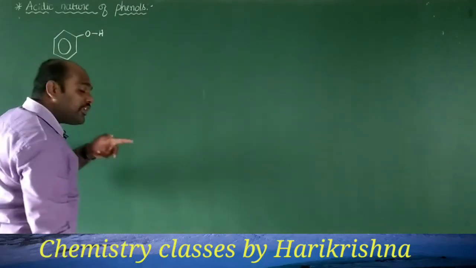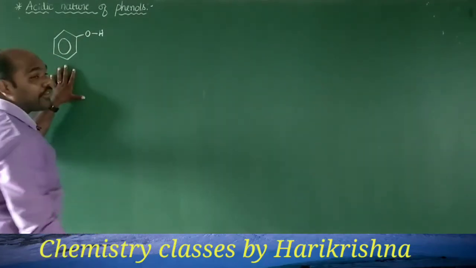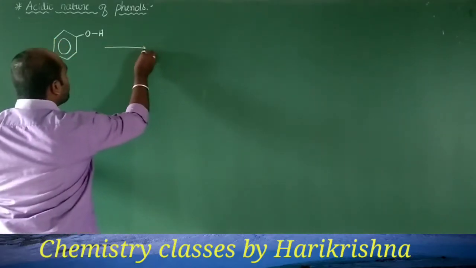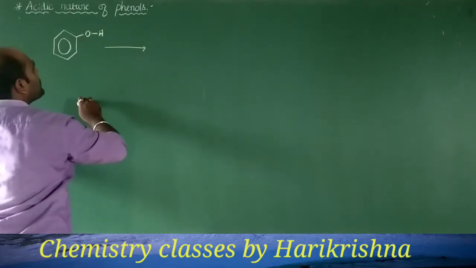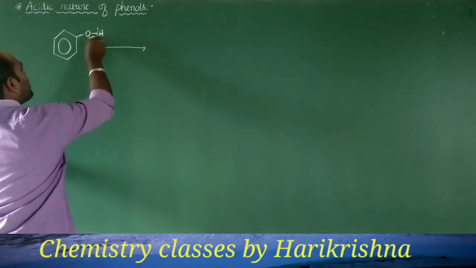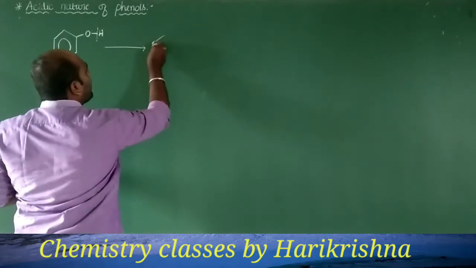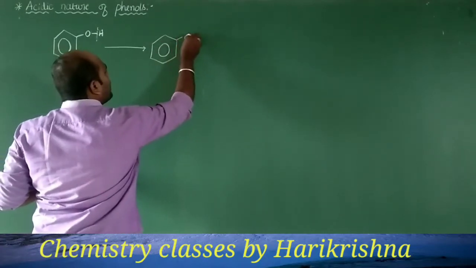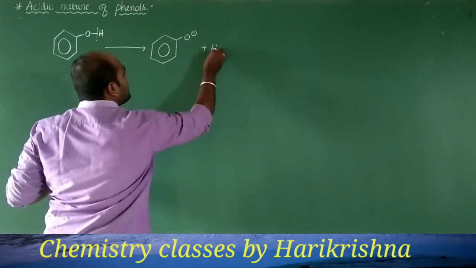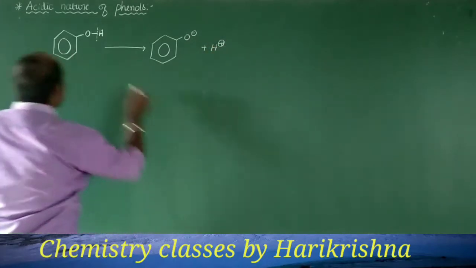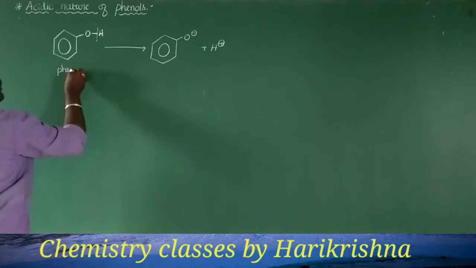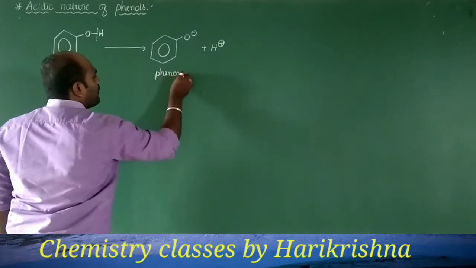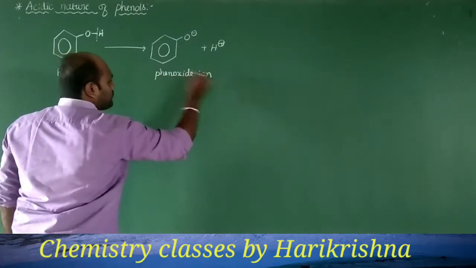the H plus ion will be coming out of the phenol, creating phenoxide ion. So that we shall show over here. When phenol undergoes dissociation, the bond between oxygen and hydrogen will break, and that results in the formation of O minus with the release of free H plus ion. That means phenol on dissociation results in the production of phenoxide ion.